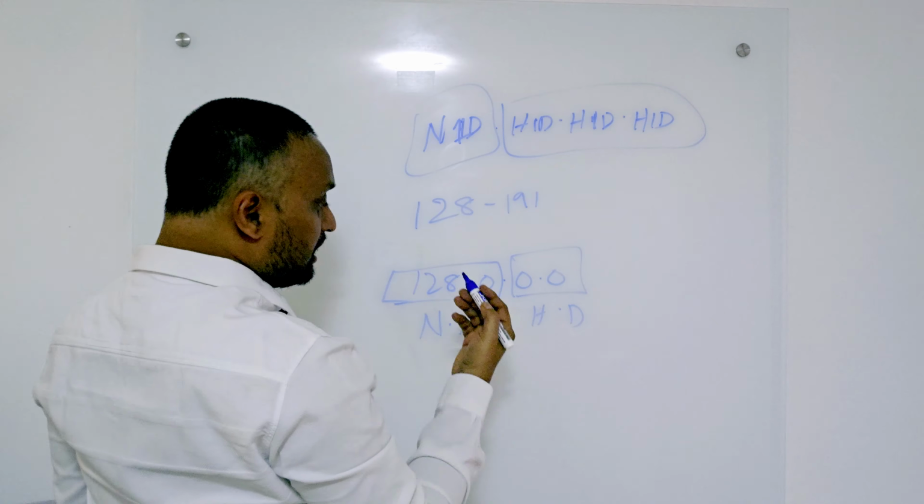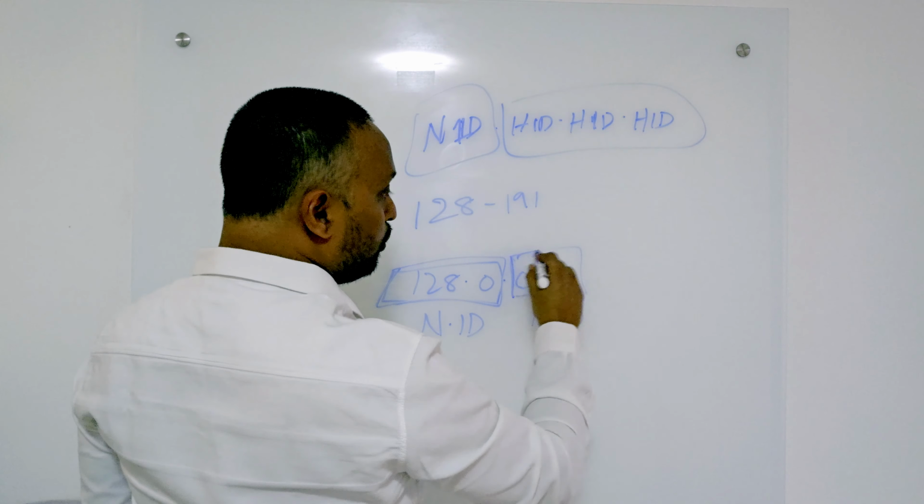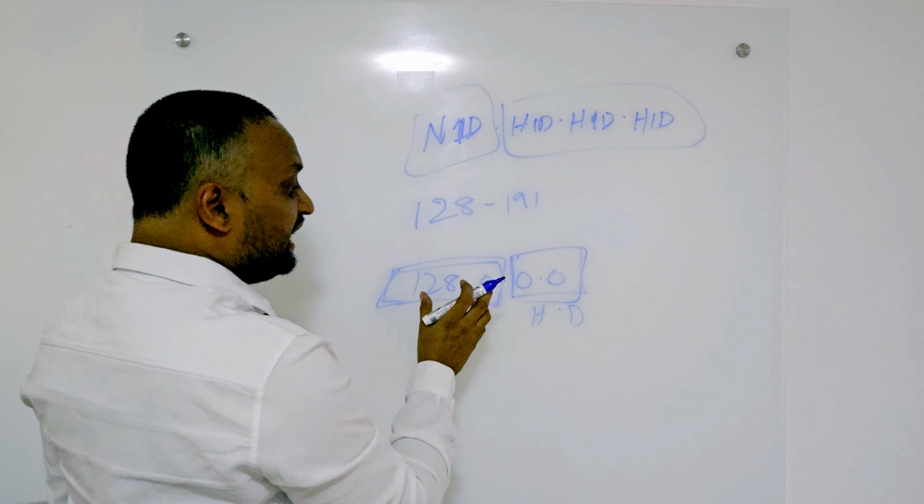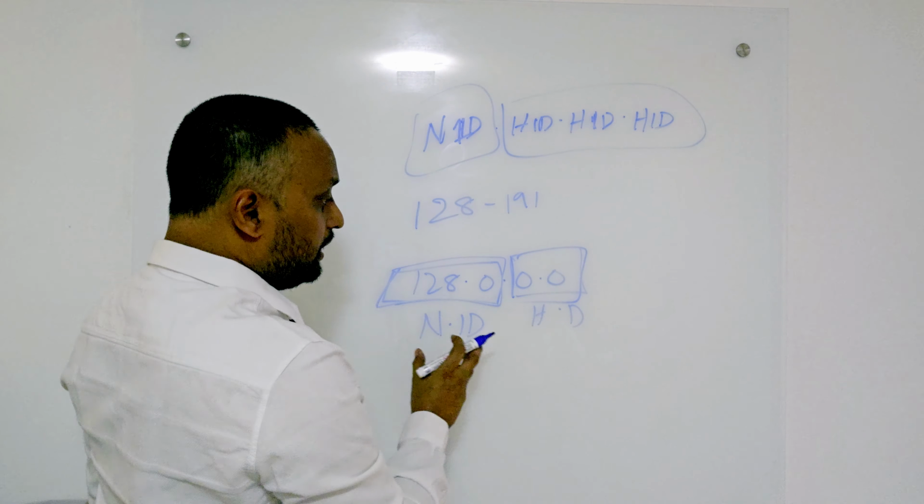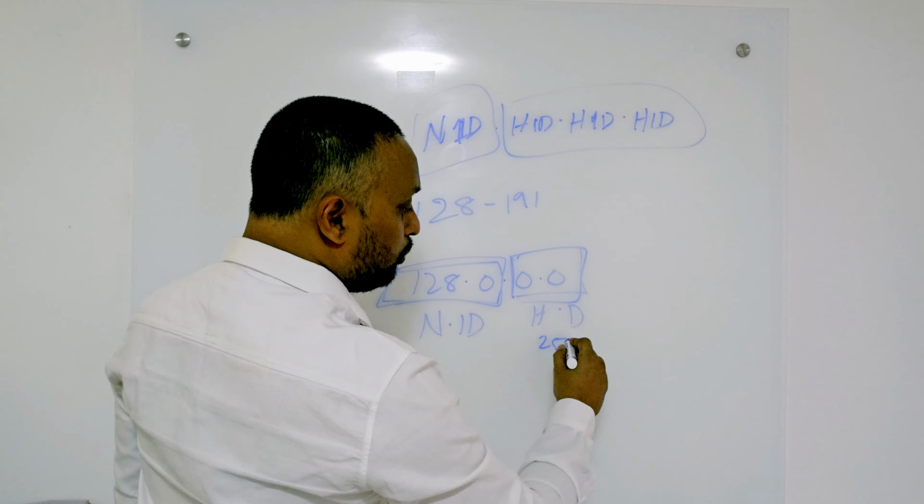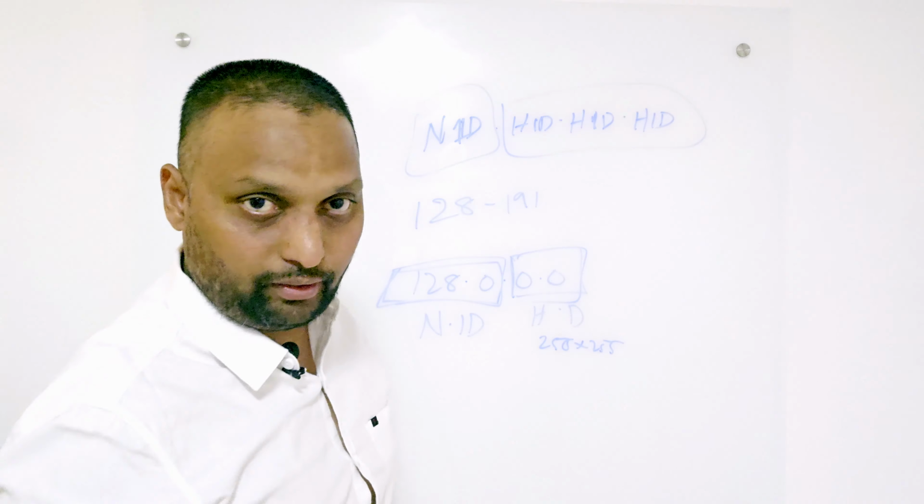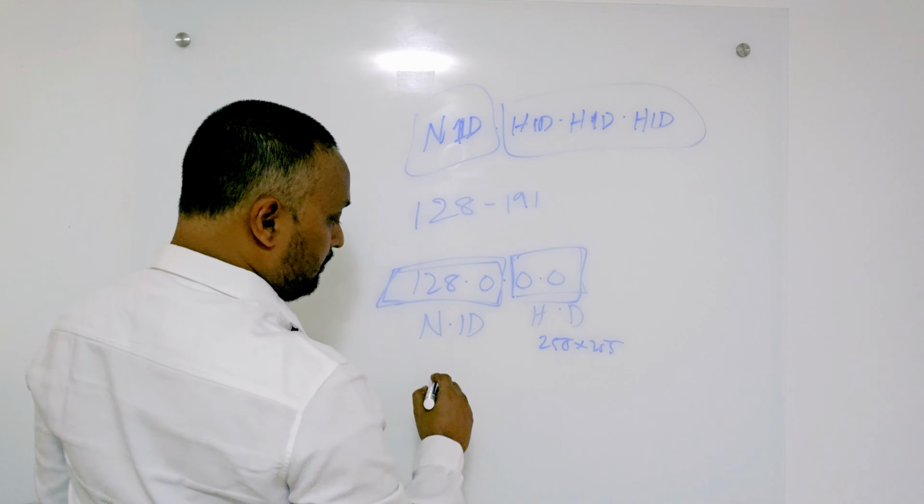When it comes to class B, the first 2 will become the network ID and the next 2 will become the host IDs. That means in a single network in class B, we can accommodate hardly 255 into 255 machines, which is approximately 65,000. How exactly is this calculated?